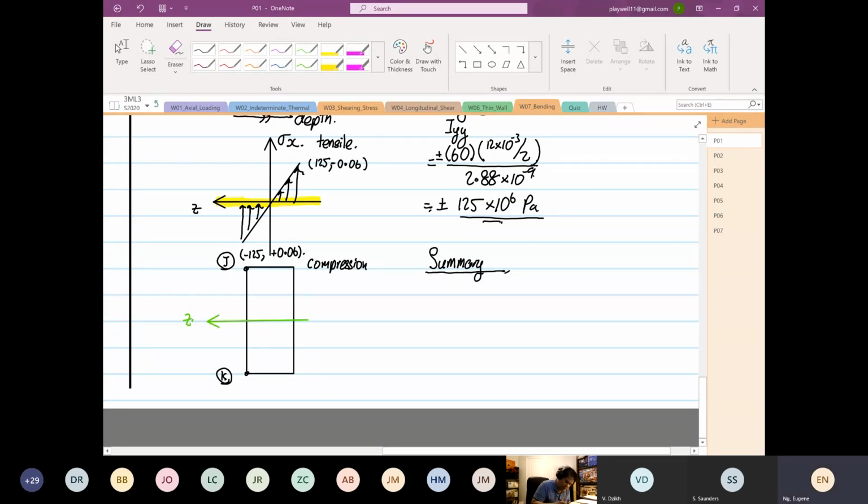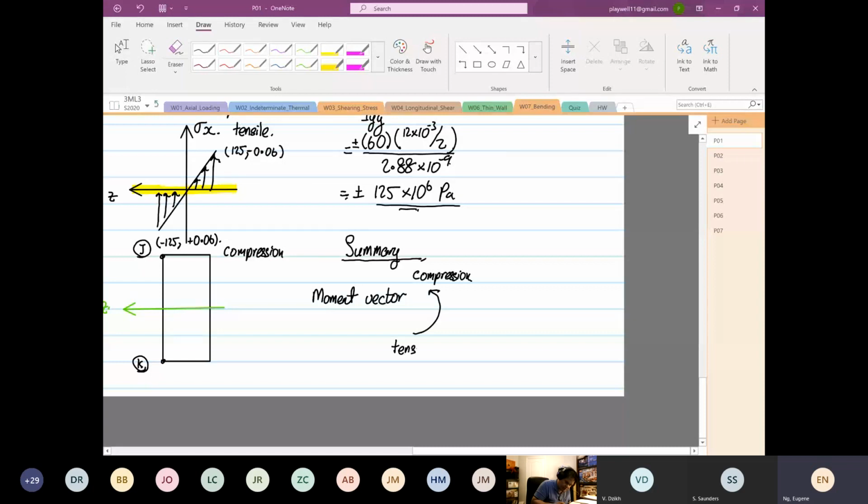So in summary, what did we learn? I'm going to draw for you graphically. Based on the moment vector, right? The head is always in compression. The tail is always in tensile, right? So moment vector. Then for second moment of area, so if this is your axis, right? Anything that is parallel will be known as your width. Okay, any geometry that is perpendicular is always going to be your what? Your depth.